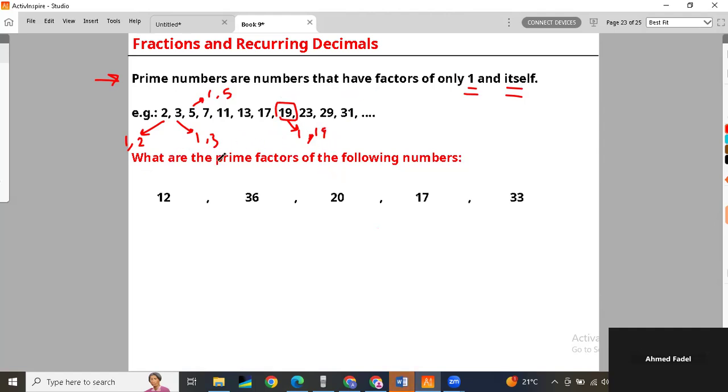Okay. What about the prime factors? Prime factors, if you remember, you took before the stick method or the factor tree. So if I want the prime factors of 12, I can do it like that.